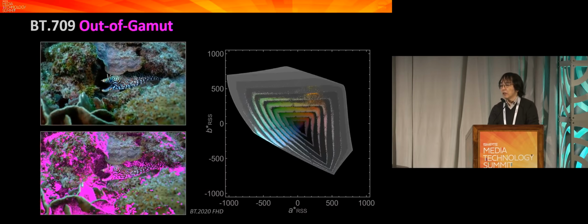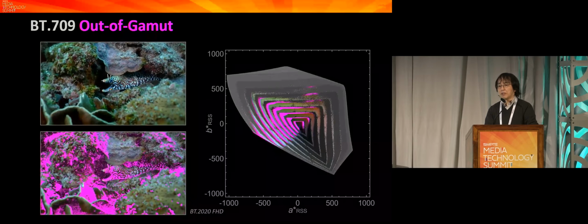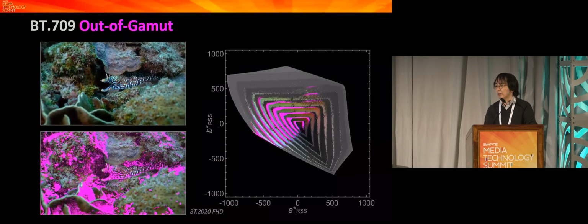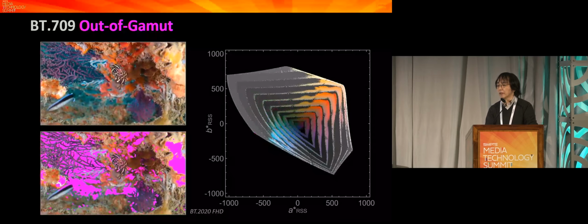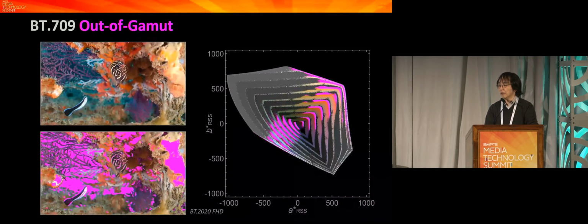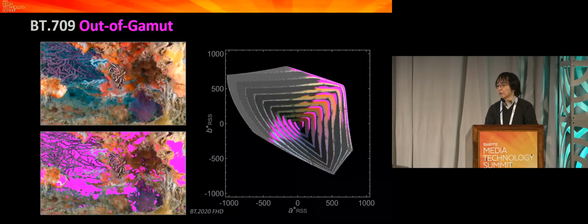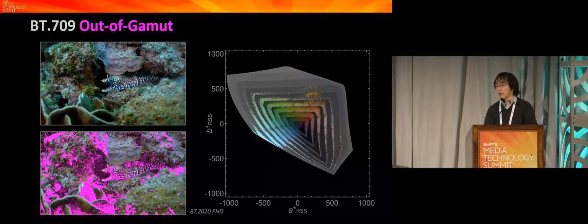I'm showing the video clip, and the out of gamut pixels are in magenta. And in the ring scope, we can see the out of gamut pixels with the hue angle and the lightness levels.